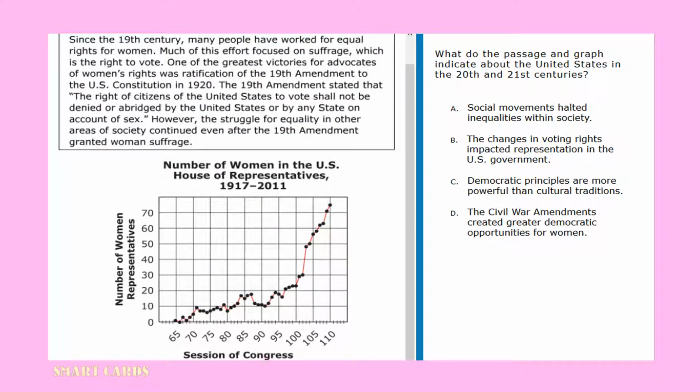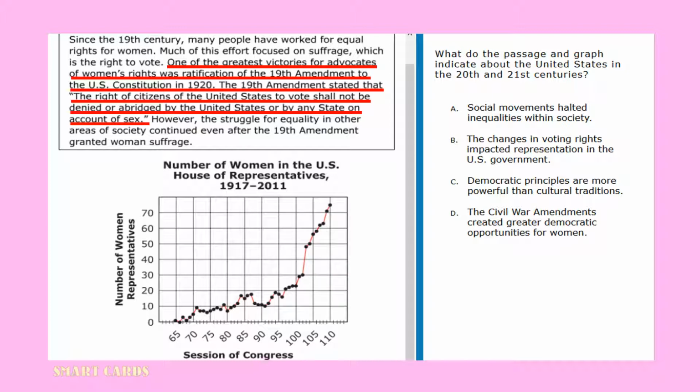What do the passage and graph indicate about the United States in the 20th and 21st centuries? Let's look at the passage first. One of the greatest victories for advocates of women's rights was ratification of the 19th Amendment to the U.S. Constitution in 1920. The 19th Amendment stated that the right of citizens of the United States to vote shall not be denied or abridged by the United States or by any state on account of sex.